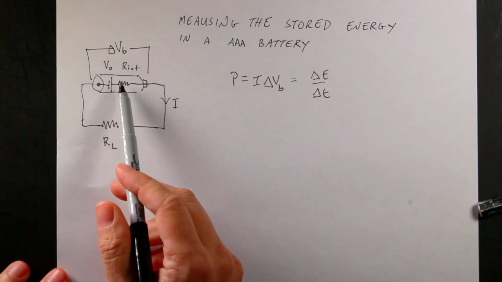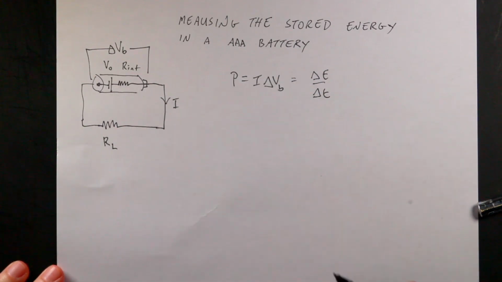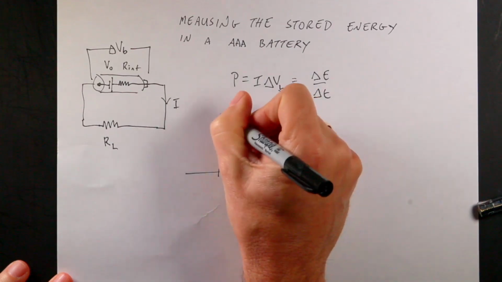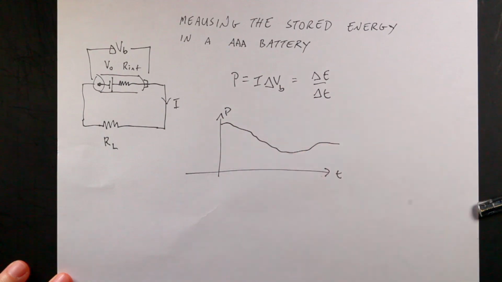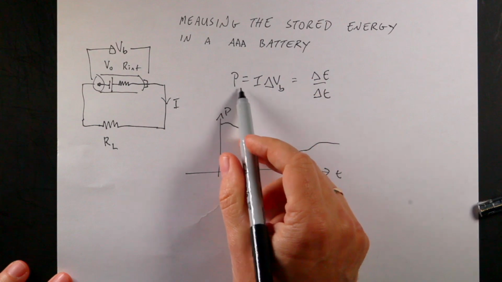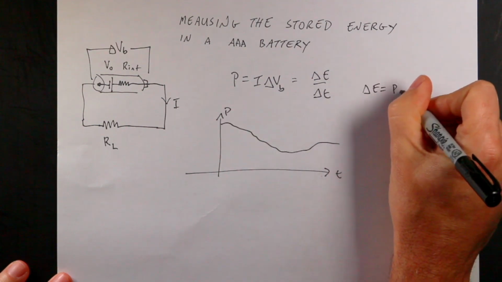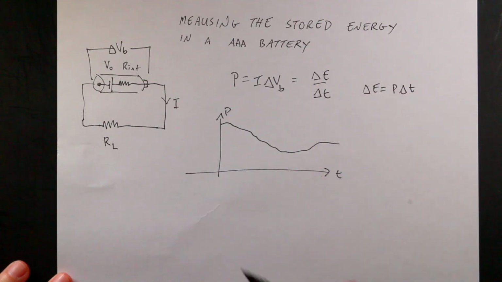Of course, as I drain this, both of these can change. So let's just say I get some power curve like this. So here's time, power, and it decreases. I don't know what it does. Maybe it increases. Who cares? So if I solve this for delta E, I get P delta T, but that assumes that the power is constant, which it's not. So what we're going to have to do is a numerical integral of this.